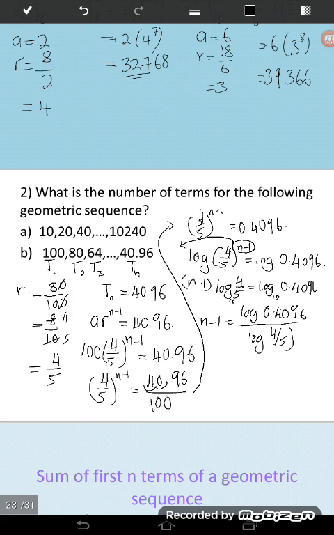Okay, so in the calculator put brackets like this. If not, the answer might be wrong if you don't put brackets. So it is best to put brackets. So using the calculator, the answer is 4. So n minus 1 is 4. So n is equal to 4 plus 1, which is 5. Therefore total number of terms is 5. So altogether there are 5 terms.